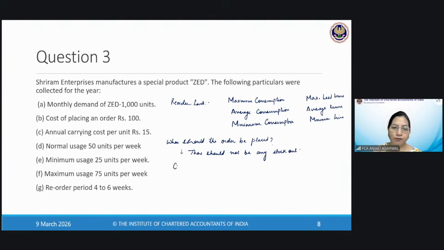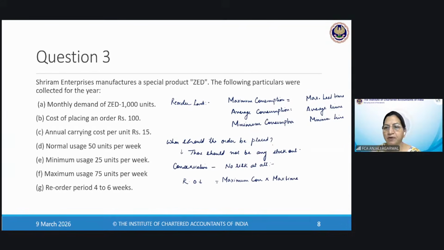So if we go for a very conservative approach, which means no risk at all, then think that you will have maximum consumption and it takes maximum time to receive the order. So if you go by this formula, maximum consumption into maximum time, this becomes your formula for reorder level where you are not taking any risk.